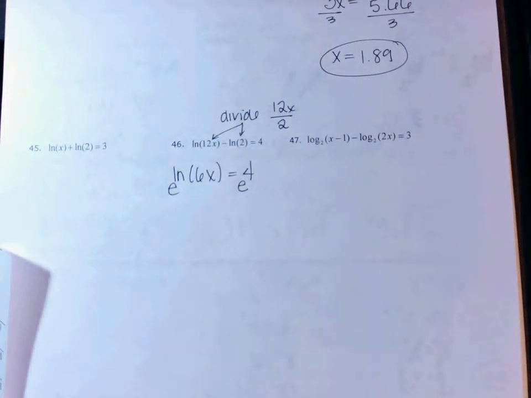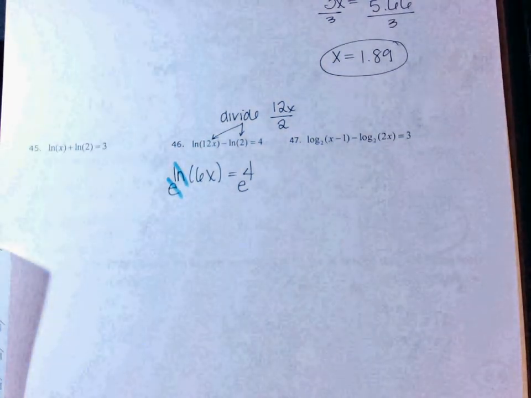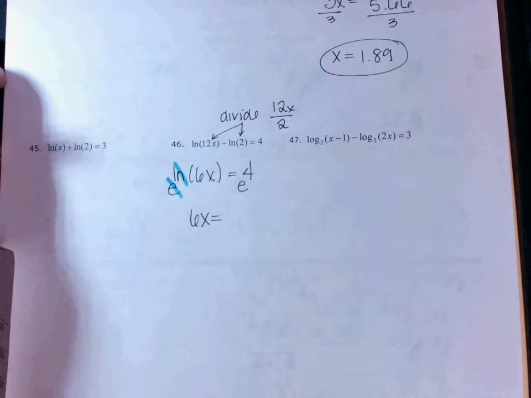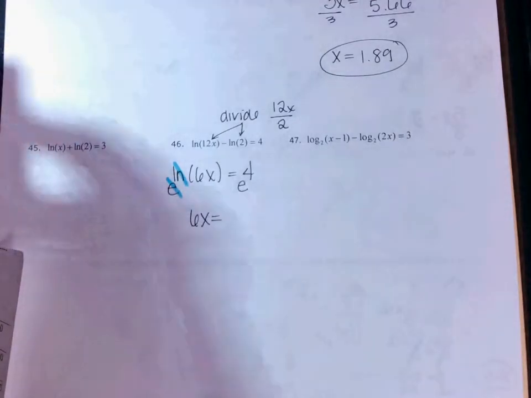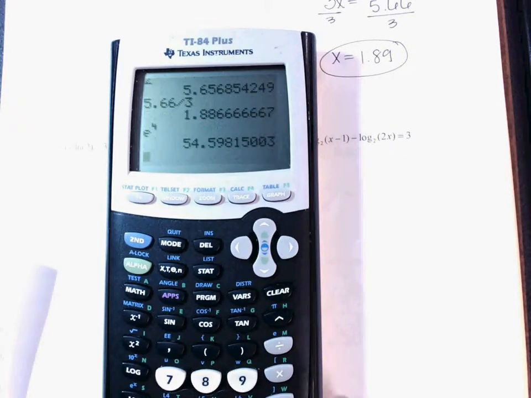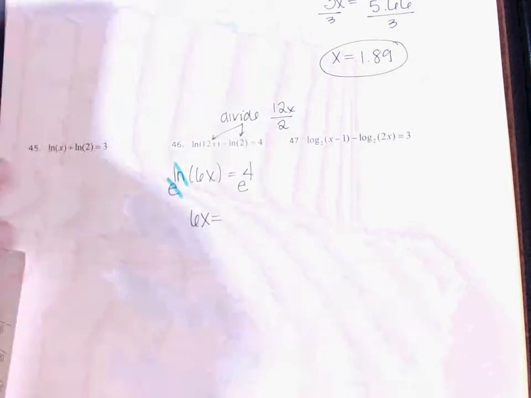So E and ln are partners. If you start with an E, you ln both sides. If you start with an ln, you E both sides. These are gone. 6x carries down. And then E to the 4, remember E's on the divided by. E to the 4 is 54.60. Good. You can see it typed in right there.